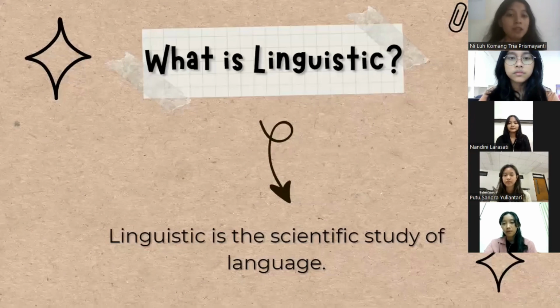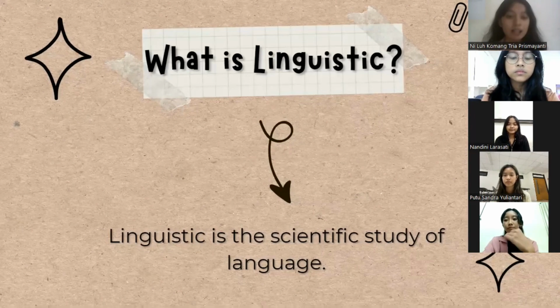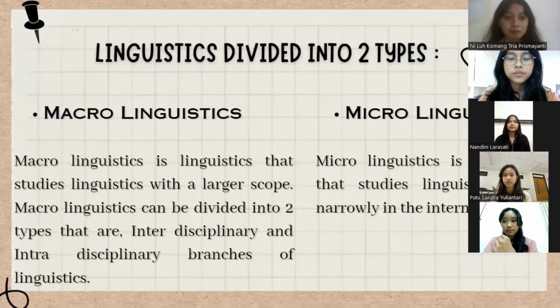Okay, let's begin with what is linguistics? Linguistics is the scientific study of language. Linguistics can be divided into two types that are macrolinguistics and microlinguistics.